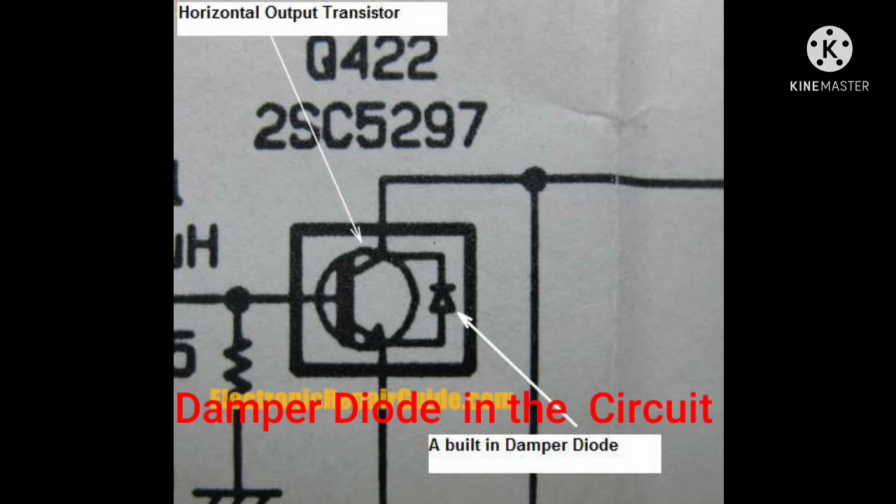It is called the HOT. The damper diode can be found built into the HOT or in the circuit because of the high inductance and interwinding capacitance of the yoke and flyback transformer. The circuit must be damped out during retrace. In other words, the damper is used to prevent oscillation in the electronic circuit.